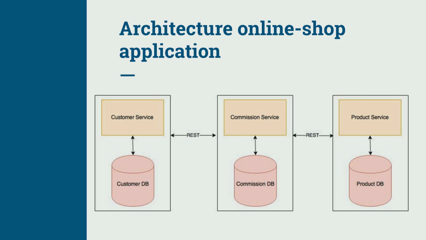Now I want to show you a small online shop example that consists of 3 microservices: the product, customer and commission service. As you can see, each microservice has its own database and they are completely segregated and only communicate via REST. The commission service loads customer data and product data from the other services via REST. Let's take a closer look at that.